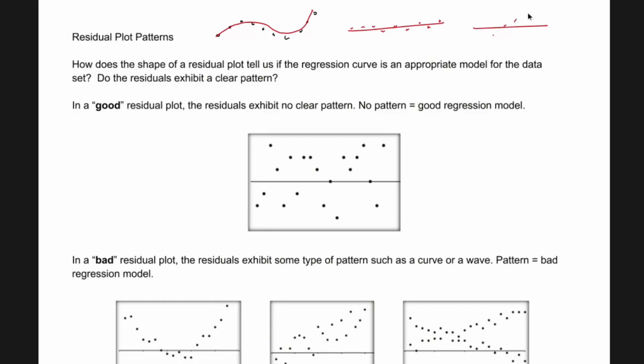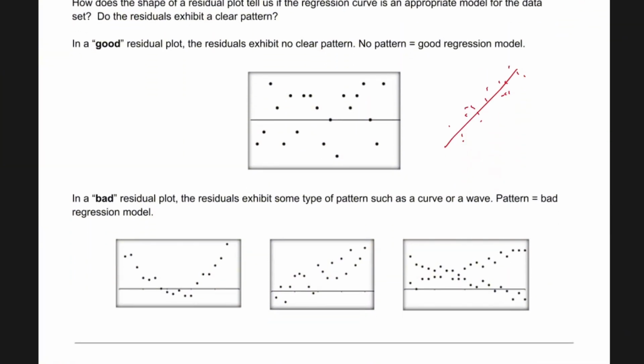It doesn't go like this. It doesn't go like this. It's just like the dots are kind of near it. So the shape of the residual plot, what does it tell us? How does the shape of a residual plot tell us if the regression curve is an appropriate model for the data set? Do the residuals exhibit a clear pattern? You look at this and the answer is no. There's no pattern, which means our line of best fit does a pretty decent job. So in a good residual plot, the residuals exhibit no clear pattern. No pattern is a good residual model.